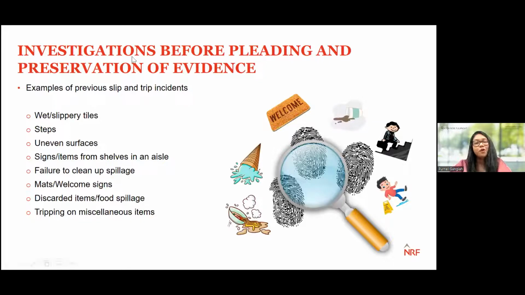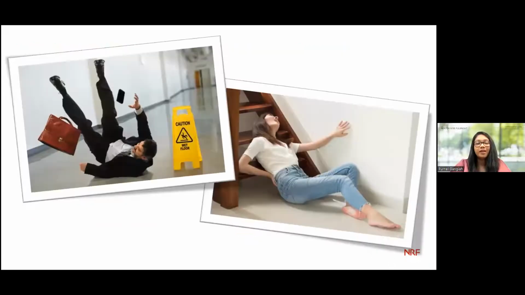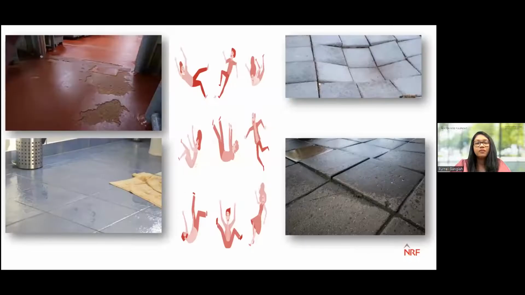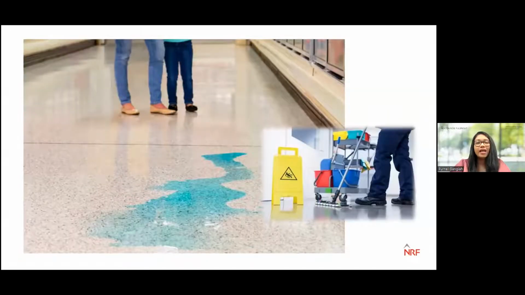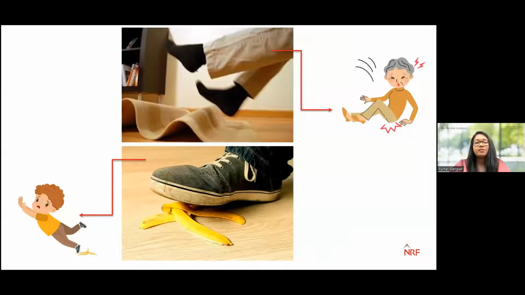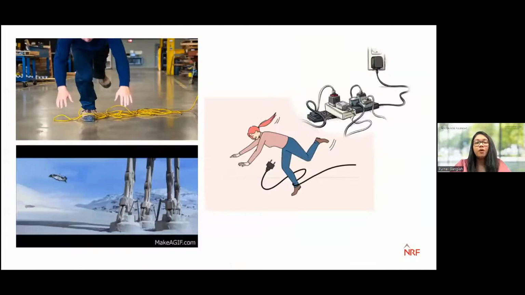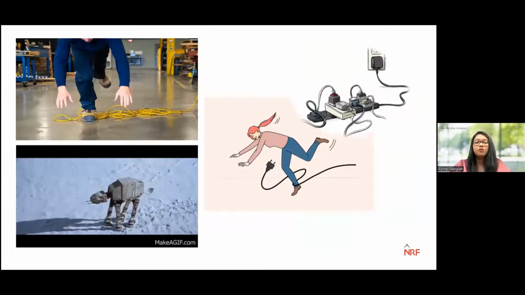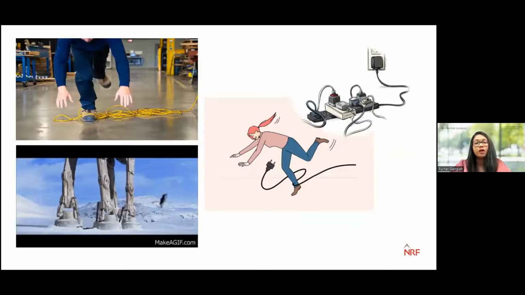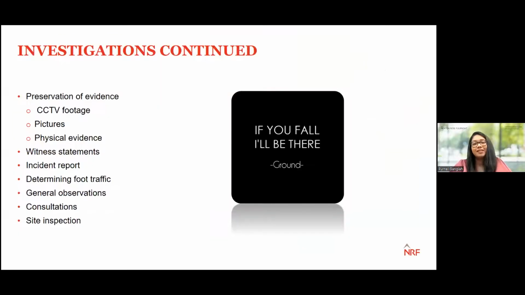So the investigation component is a very crucial part in these types of matters. There are various forms of slip and trip matters, as you can see in these pictures. And even though they are cartoon pictures, trust me, these are real life situations. For example, people slip on wet, slippery tiles, steps, uneven surfaces, signs, items from shelves in an aisle that's falling down, for example, a spice rack, failure to clean up spillages, mats, welcome signs, discarded items, food spillage, also tripping on miscellaneous items like loose cords or a cord from a drill if there's construction going on. So as you can see, the list is basically endless.